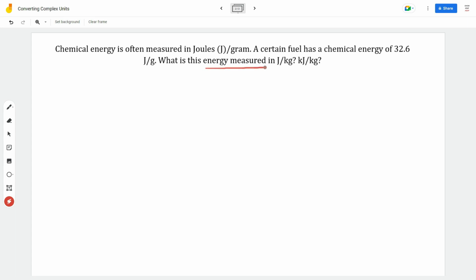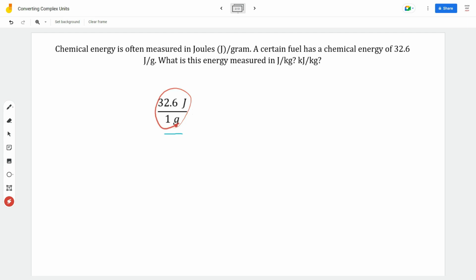Okay, so let's do the first part of this problem. We want to convert this energy to joules per kilogram. So we're starting with joules per gram, and we're going to joules per kilogram. So my joules are hanging out. I don't have to do anything with them. My gram, though, is changing to kilogram. So again, this is a pretty simple conversion. I'm just converting the denominator. Let's start with what we're given, 32.6 joules per 1 gram.